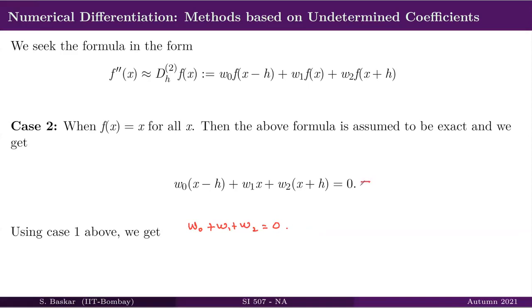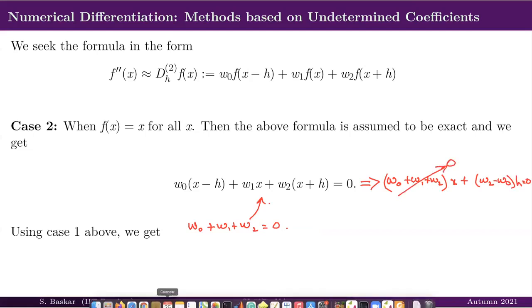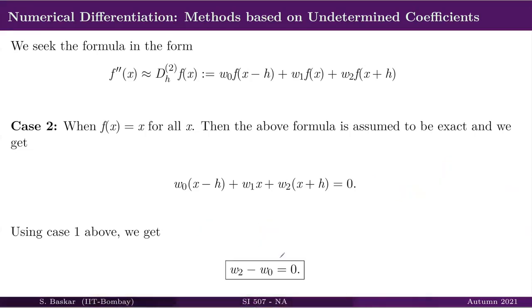Let us use this equation into this. Note that you can write this as (W0 + W1 + W2) x + (W2 - W0) h = 0, right? Therefore, the first term will go to 0 if we use the first equation, and we will be left with W2 - W0 = 0. Therefore, this is our second equation.